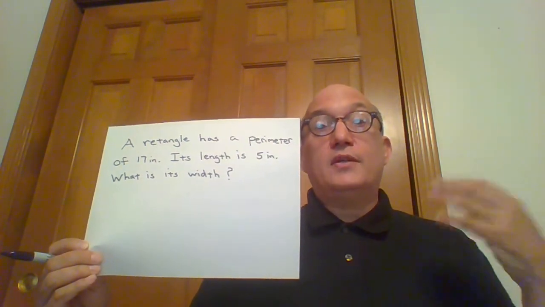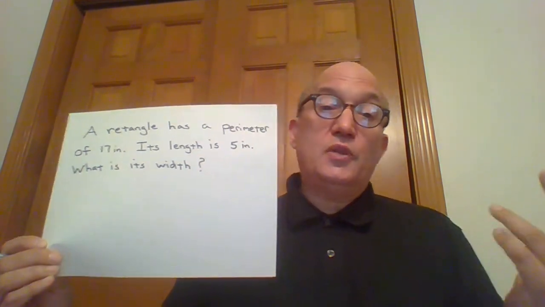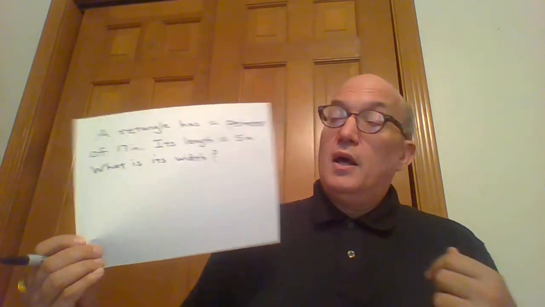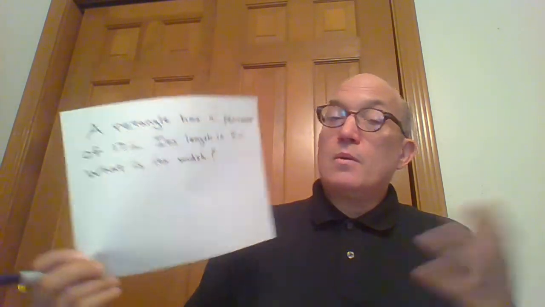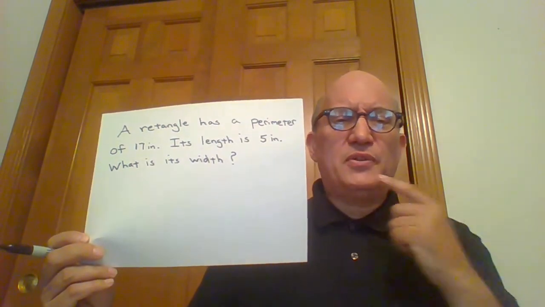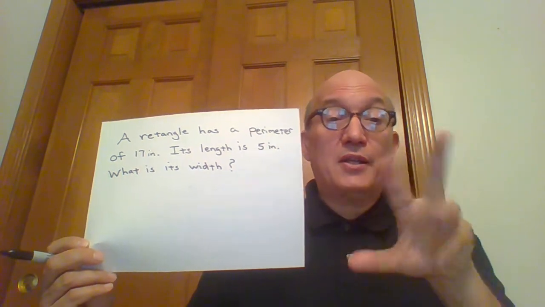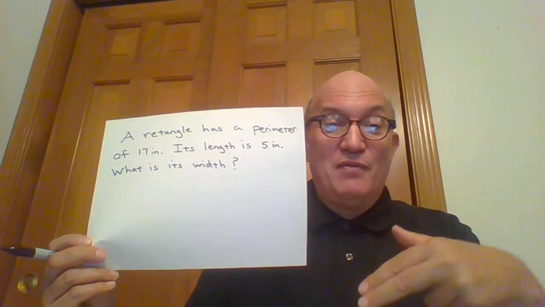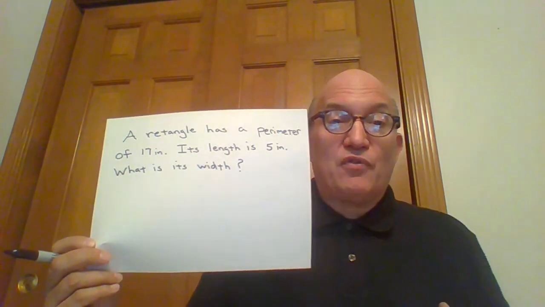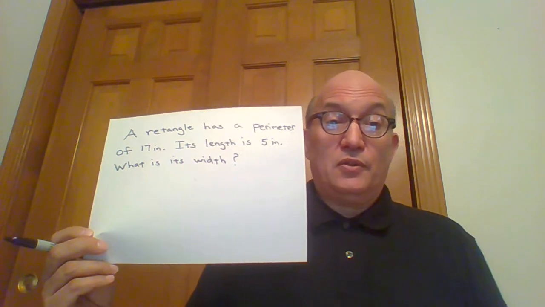And as I go through the explanation, think about how you did it, and probably you can see how your method relates to mine. Probably what a lot of you would have done first is subtract 10 from the 17. Did you do that? Well, why would you subtract 10? Because there were two lengths. 5 inches plus the other length is 5 inches. That's 10 inches. Subtract that from the 17 inches of the perimeter. That gives you 7 inches.